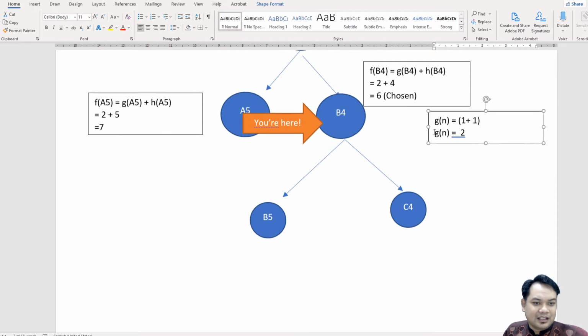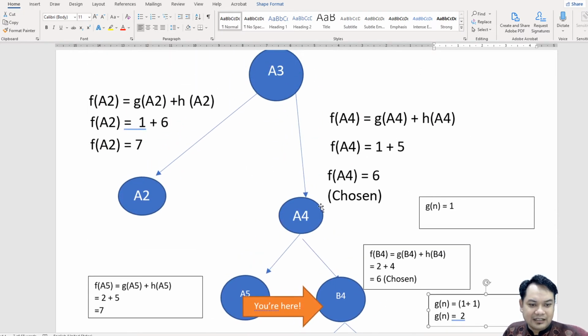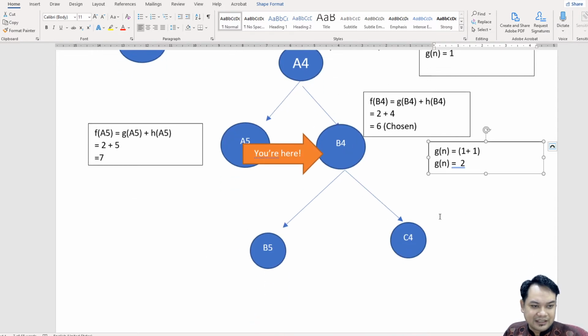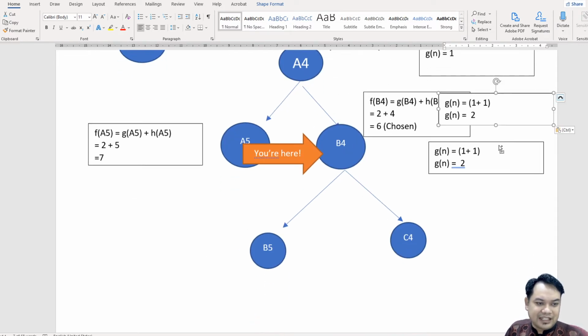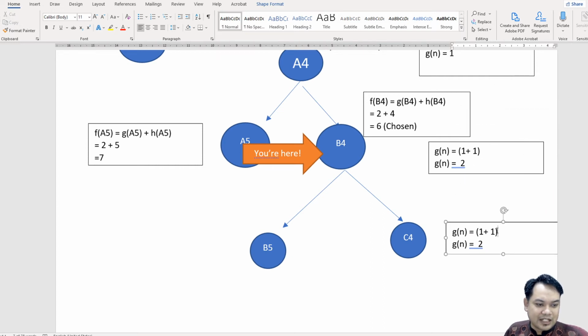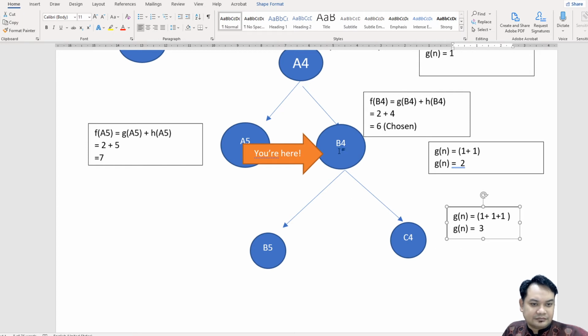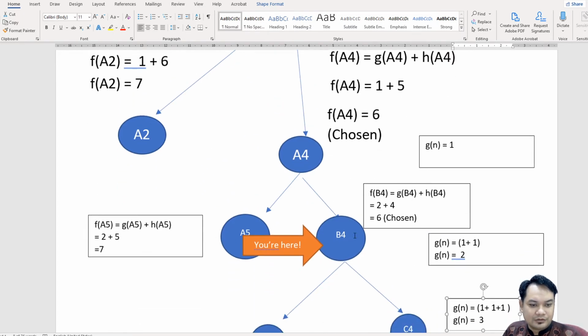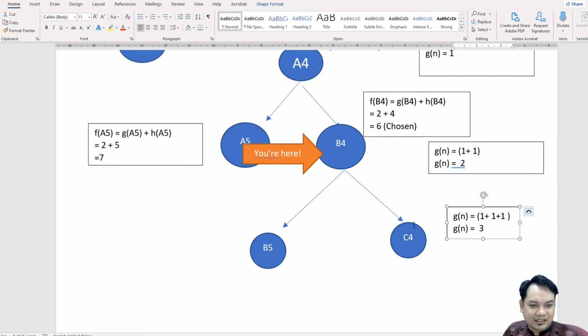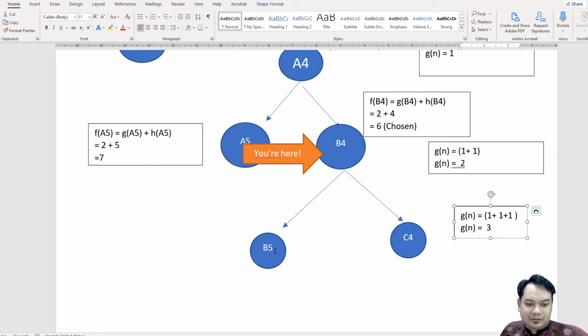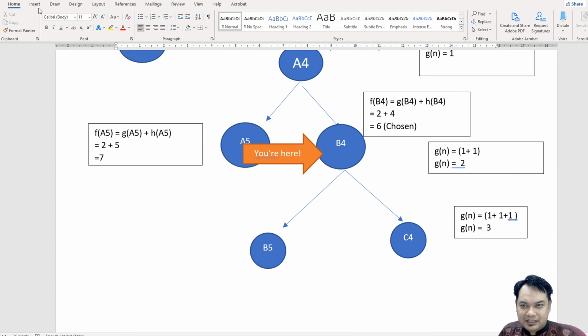Okay, at this level, you have already traveled 3 steps. 1, 2 step, okay, 3. So, at this level, Gn is already 3. Okay, 1 plus 1 plus 1. So, Gn here is 3. Okay, at level 3. Lepas tu dia nak travel ke sini, potensi dia nak travel step yang ketiga. So, Gn dia 3 lah, 3 step. So, in order to get to B5, kita kena buat calculation lah.